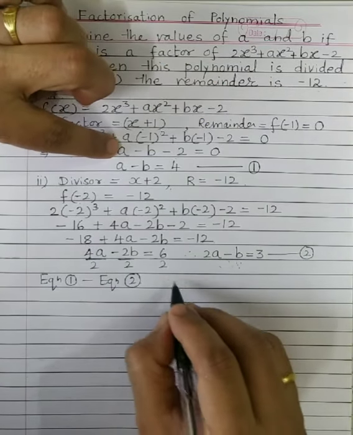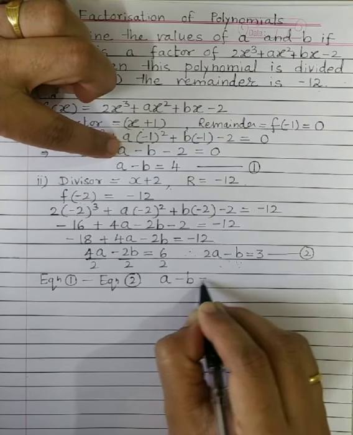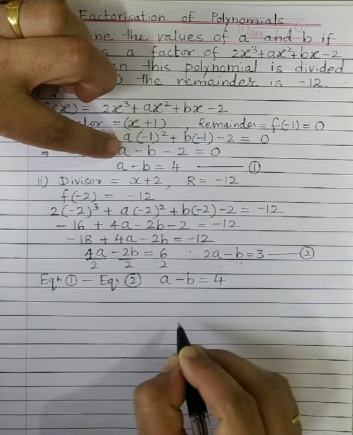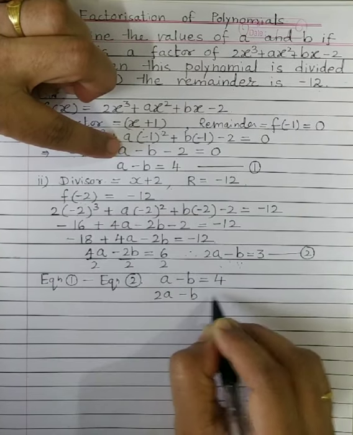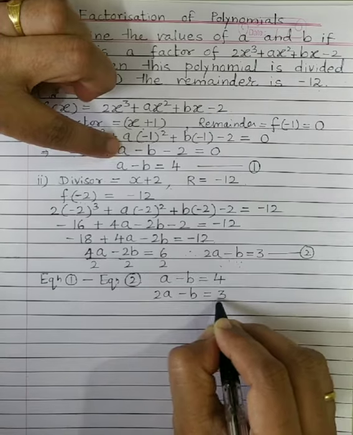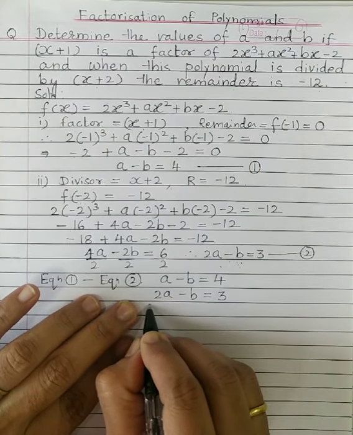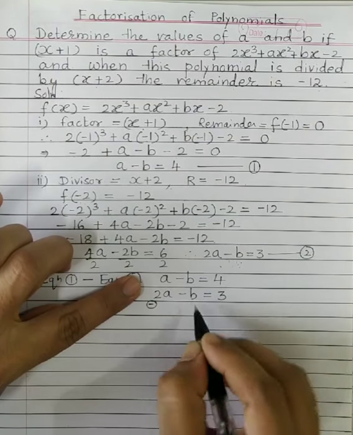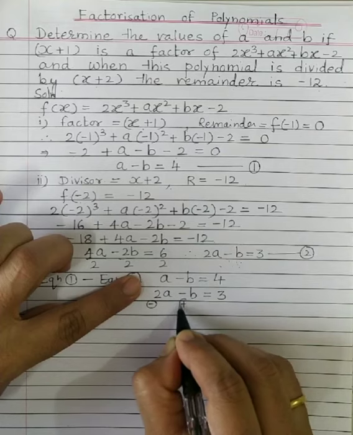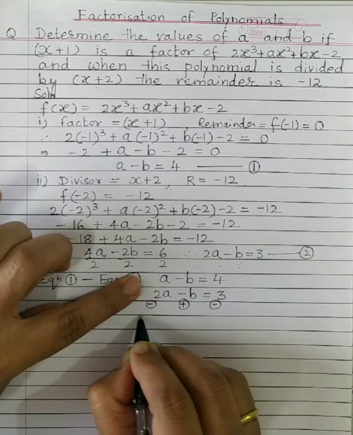Right? So I'll write equation 1 first. A minus b equals 4. Second equation, 2a minus b is equal to 3. As I am subtracting, I need to change the sign. No sign means you assume it as plus. So positive will become negative, negative becomes positive, no sign again, so negative, and now subtract.